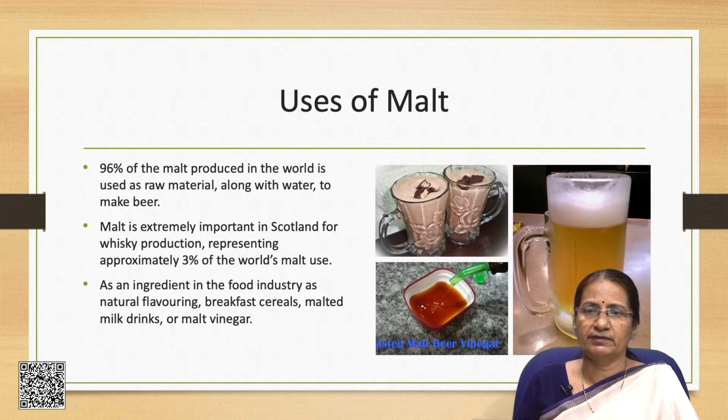Now, uses of malt. Approximately 96% of the malt produced in the world is used as the main raw material along with water to make beer. Likewise, malt is extremely important in Scotland for whisky production, but this only represents approximately 3% of the world's malt use. The rest is used as a very important ingredient in the food industry as natural flavoring, in breakfast cereals, malted milk drinks or malt vinegar.